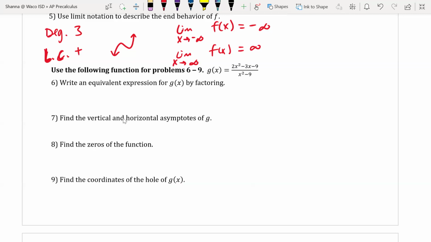Yes. No, this is a horizontal asymptote at 2. But good try. I love your confidence in trying to give me that.